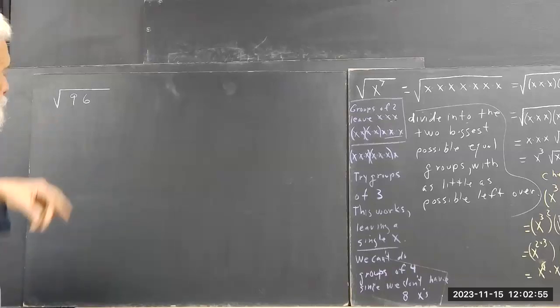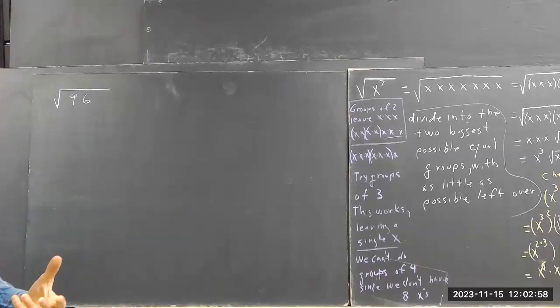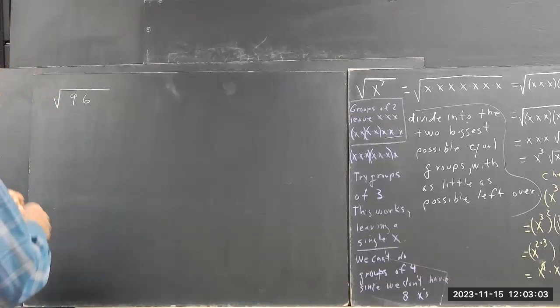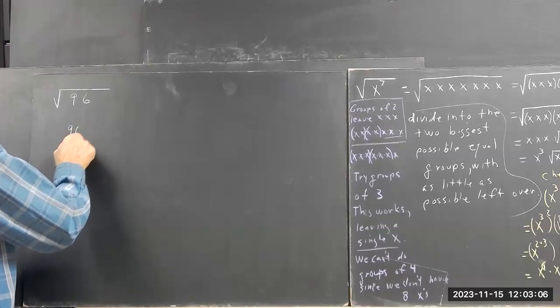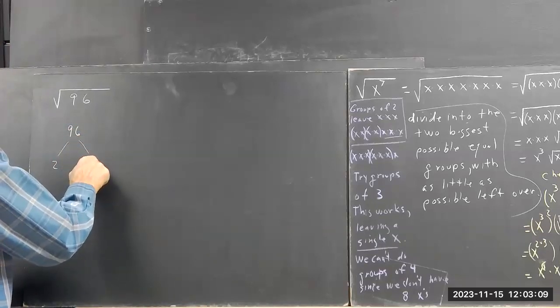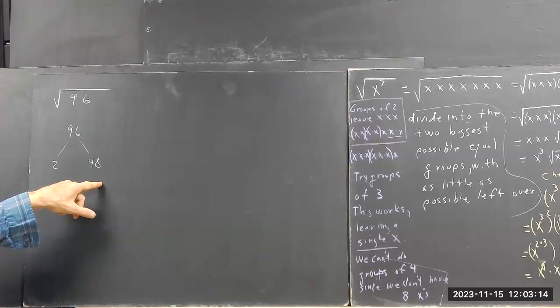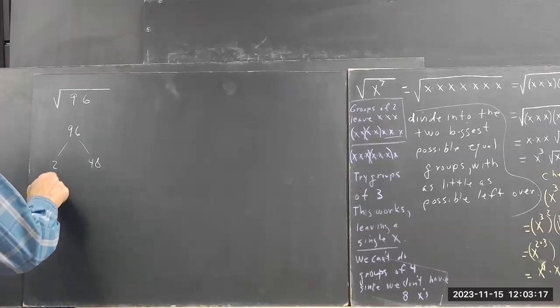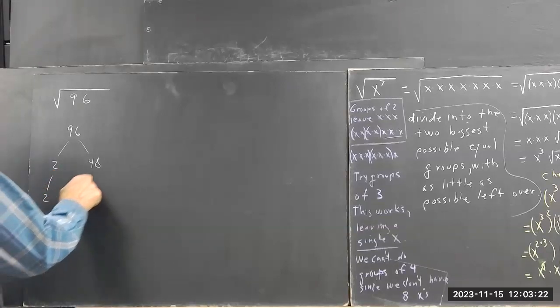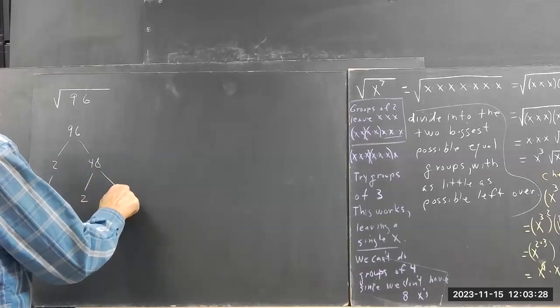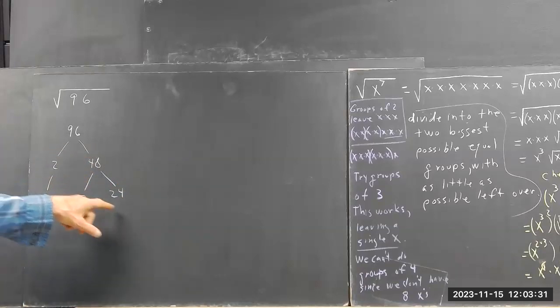Okay, let's do the square root of 96. To do that, we can always do a prime factorization. Well, 96. If you divide 96 by 2, you get 48. If you divide 48 by 2, you get 24. So 48 is 2 times 24.